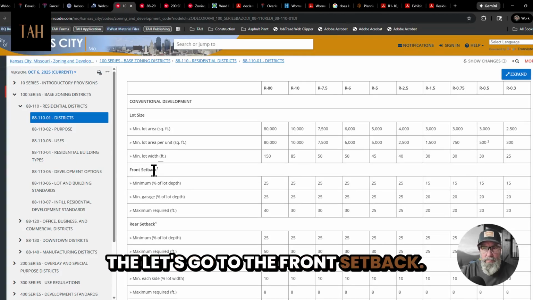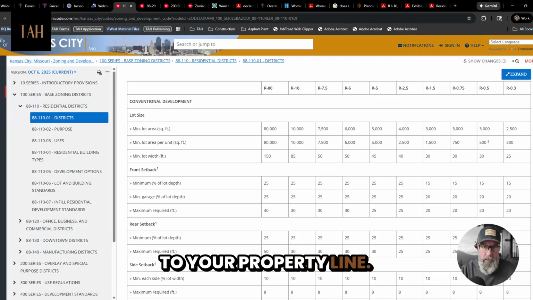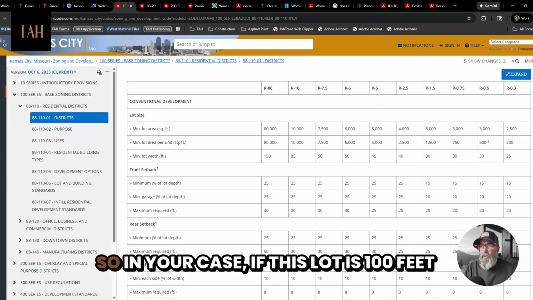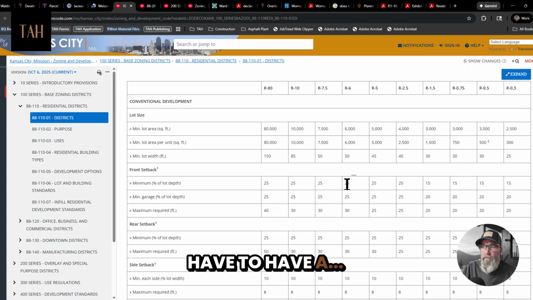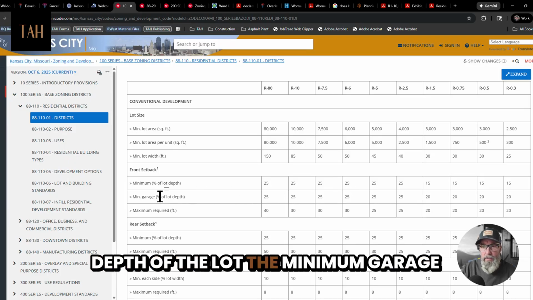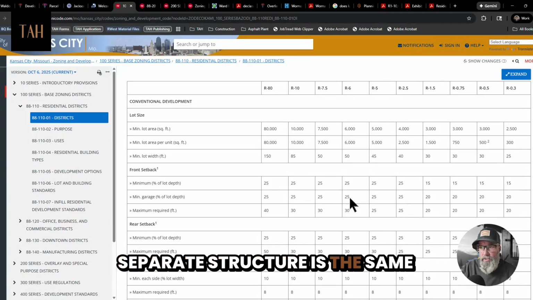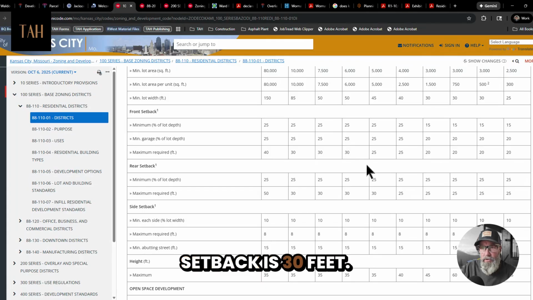Let's go to the front setback. So this is one of the first things you want to learn: how far can you build up to your property line? And the minimum is a percentage of the lot depth. So in your case, if this lot is 100 feet deep, let's say, that means that you have to have a 25-foot front yard setback, 25% of the depth of the lot. The minimum garage, assuming this is a separate structure, is the same requirement. And the maximum required setback is 30 feet.